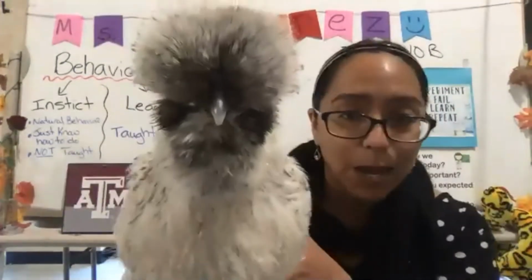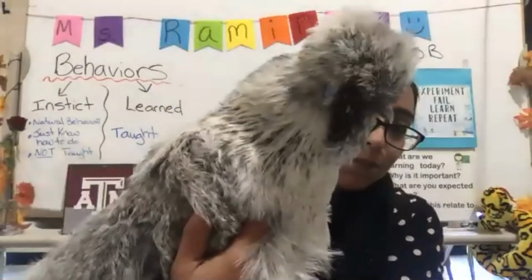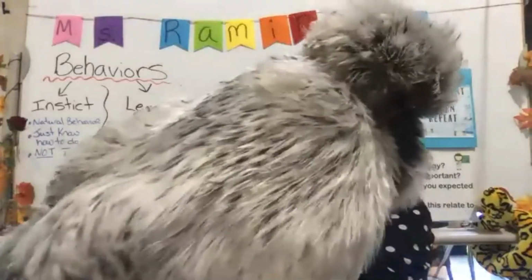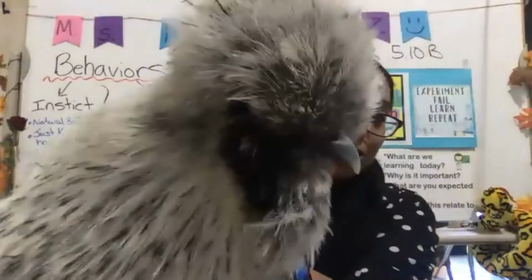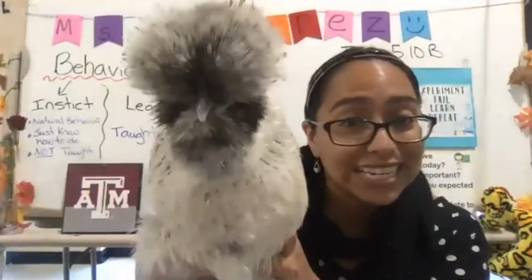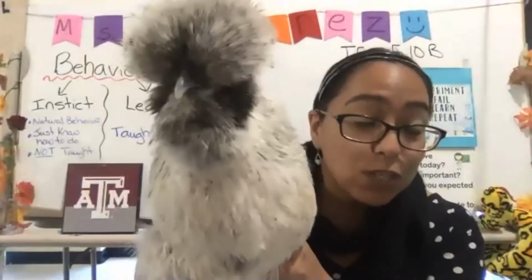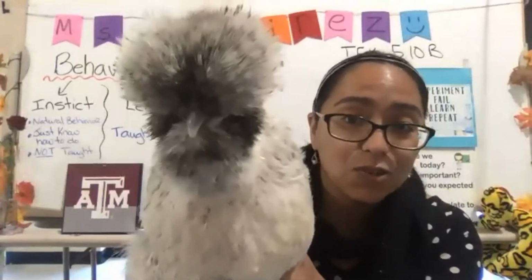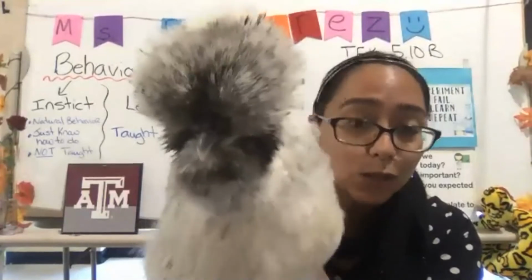So this is Pepper. She is a blue silky chicken, and they get that name because they have a blue patch of skin covering their ears. And of course, if you were to pet her, she is super soft like silk. So think about what are some examples of chicken behaviors, and which of those behaviors are instincts or natural that she just knows how to do, and then what behaviors might be learned.